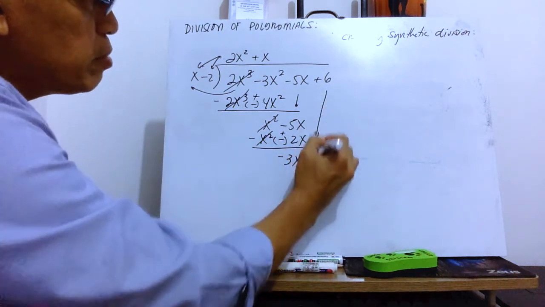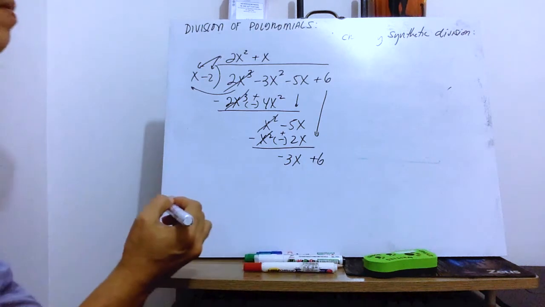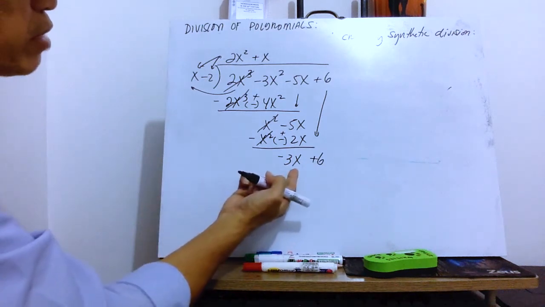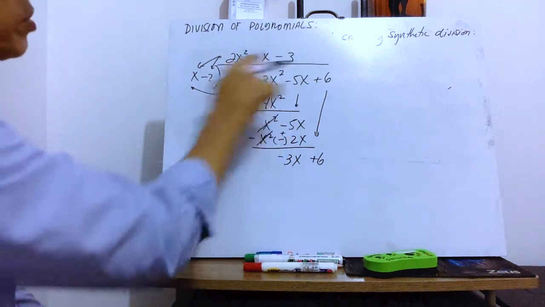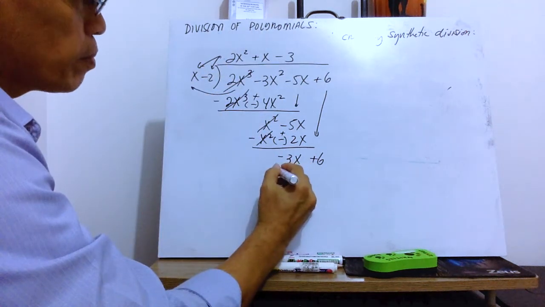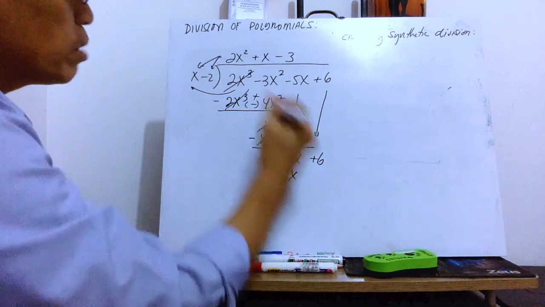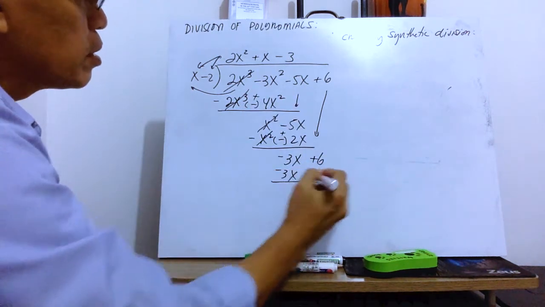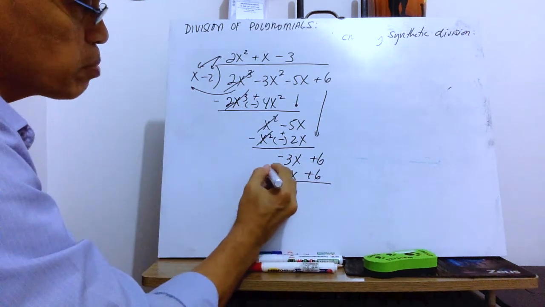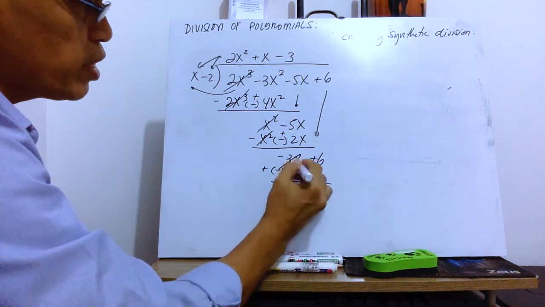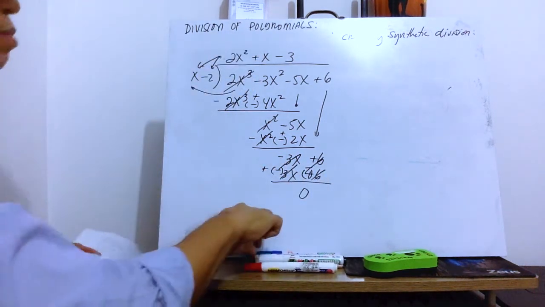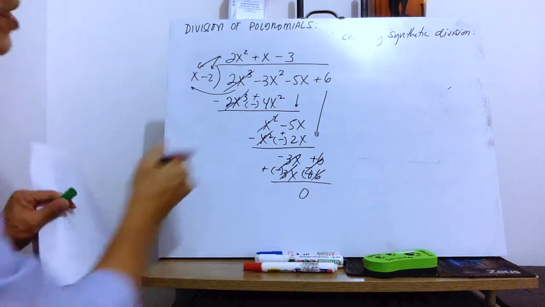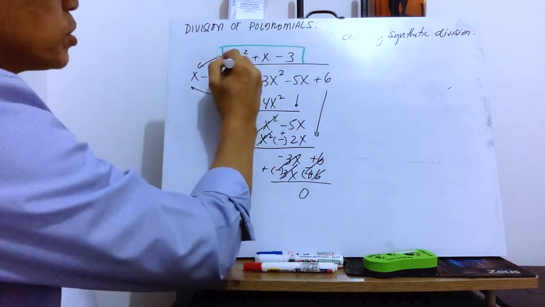Bring down the next term, plus 6. Okay? And then divide again. Negative 3x divided by x is negative 3. And then negative 3 times x, negative 3x. Negative 3 times negative 2, positive 6. And then change signs, make this plus, make this minus. Everything cancels out. So that's the answer. It's 2x squared plus x minus 3.